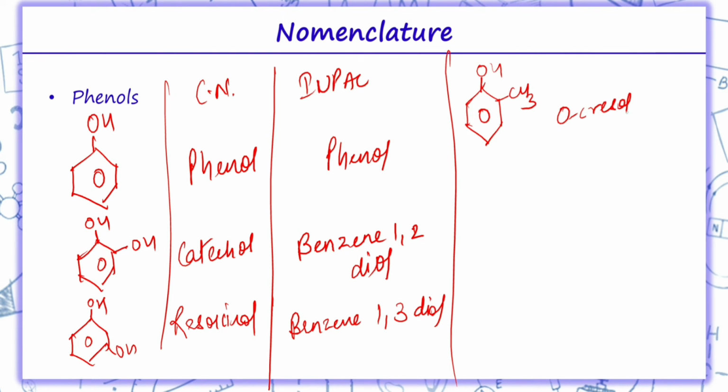and its IUPAC name becomes 2-methylphenol. Similarly, if a methyl group is attached in the para position, it is known as paracresol and its IUPAC name becomes 4-methylphenol. Similarly, if a CH3 group is attached in the meta position, it is metacresol, and the IUPAC name becomes 3-methylphenol.